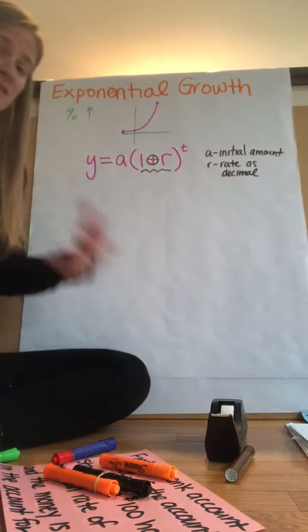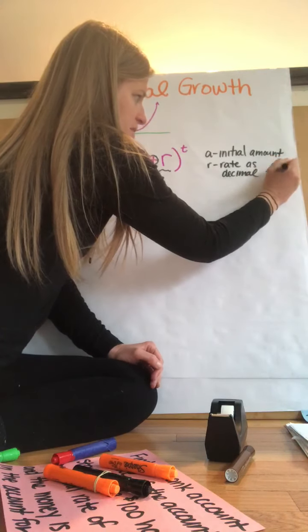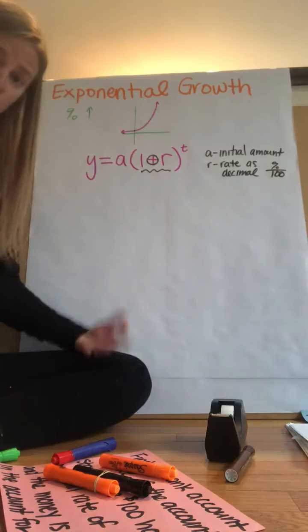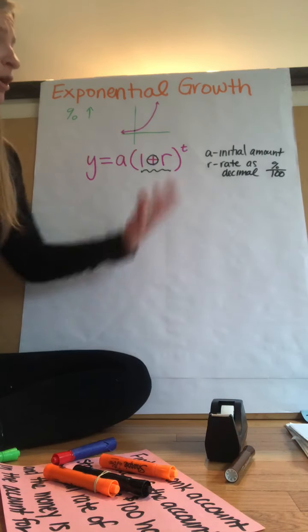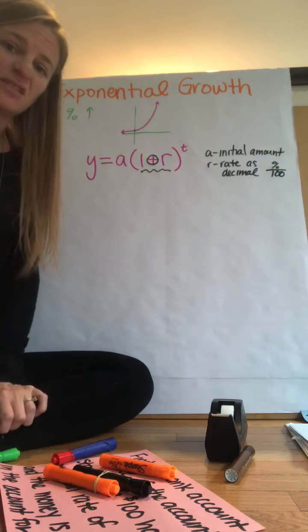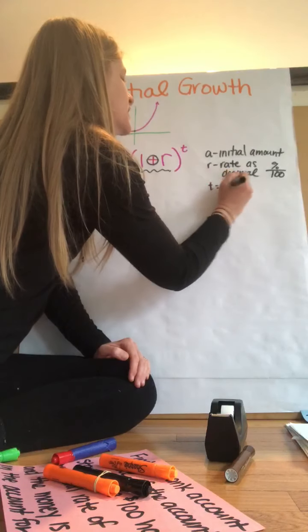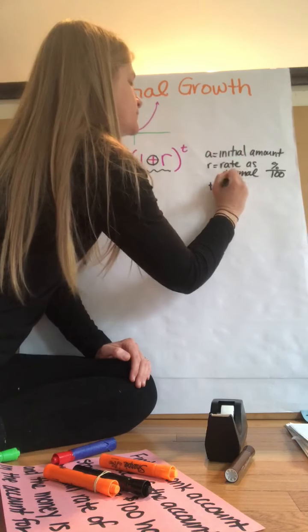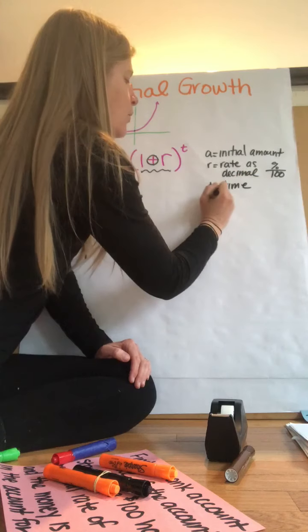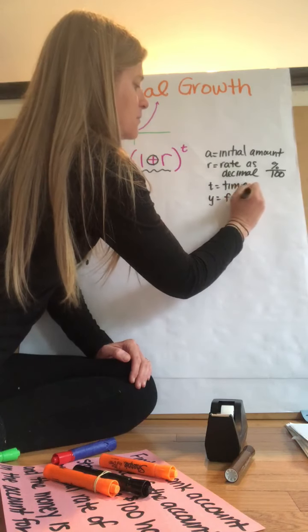Okay, and because it's going to be given to us as a percent, you can either remember that you need to divide your percent by 100 to turn it into a decimal, or I'll show you where I just move our decimal over 2 spots. It's a little bit quicker. And T is going to represent our time. Okay, Y is, of course, our final amount at that given time.